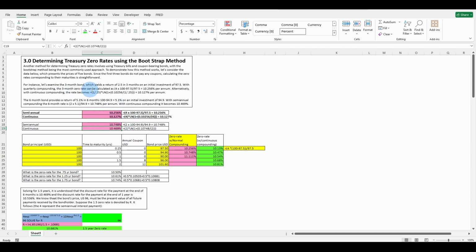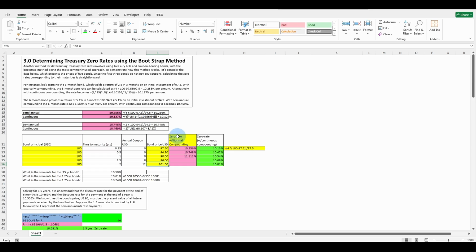The formula for this short-term stuff is simple. We have the bond principal of 100. We have the time to maturity, so that's a quarter, semi-annual, annual, year and a half, and 2 years. Then the annual coupon. Here are the 3 examples we're talking about. There's no coupon here, so that means this is a treasury. Then we have these coupons here, but note we're further than that 1 year. What's the bond price in US dollars? This was given, 97.5 right here. This 94.9 was given right here. And then the 90, the 96 and the 101 are given.